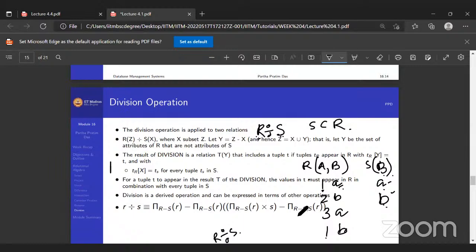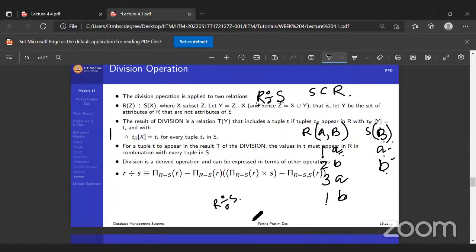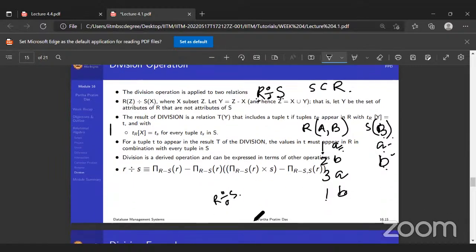Can anyone explain this expression? Division is based on the common attribute from the dividend. We can take out all the tuples which have the same attributes. What is the SQL statement of this?